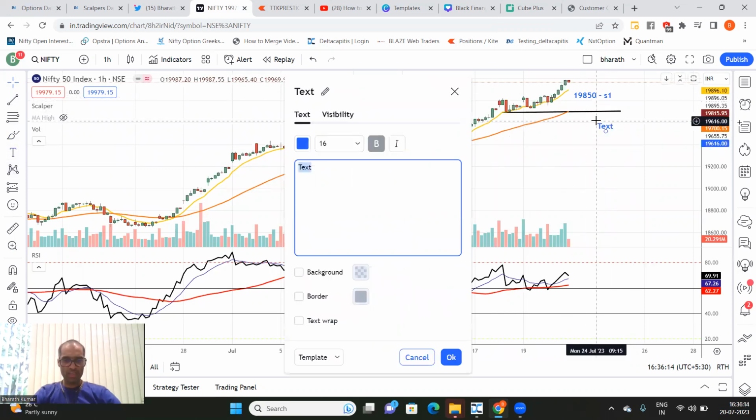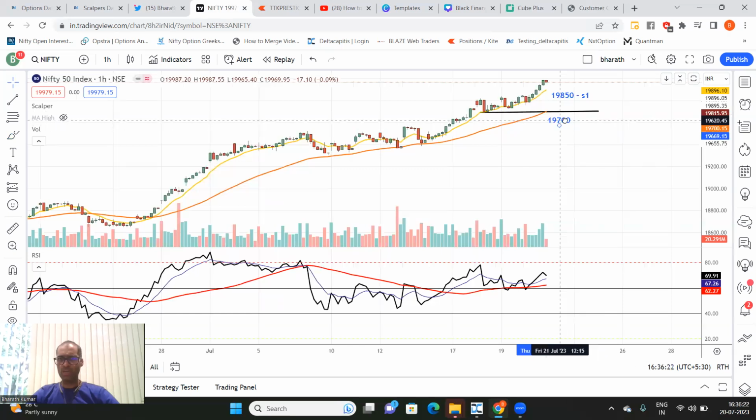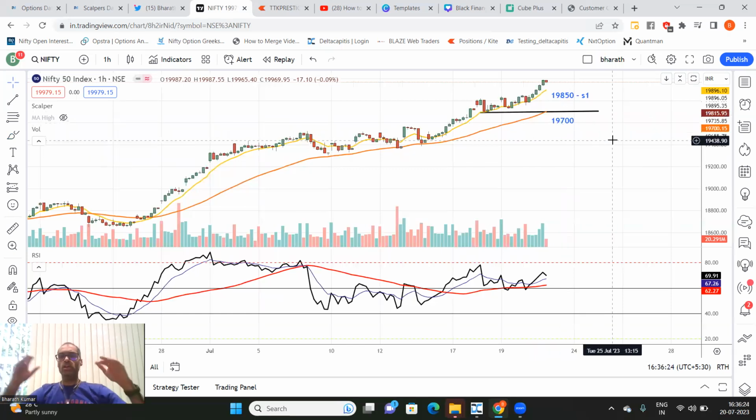If that is not the case, 19,680 I told yesterday also, so 19,700 I'll keep it. 19,700 is the next support. As long as the market sustains above this 850 and 700, I think we're still going to continue further. So there is absolutely no concern. Any dips to 850 is a good buying opportunity.